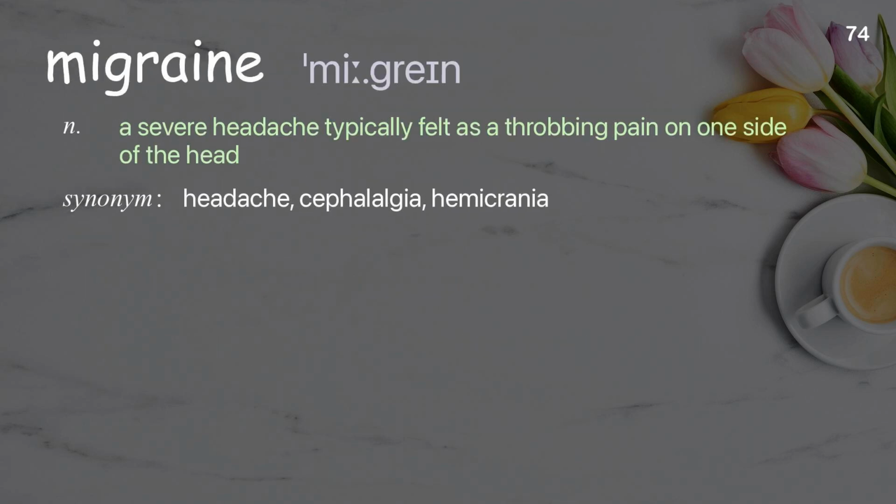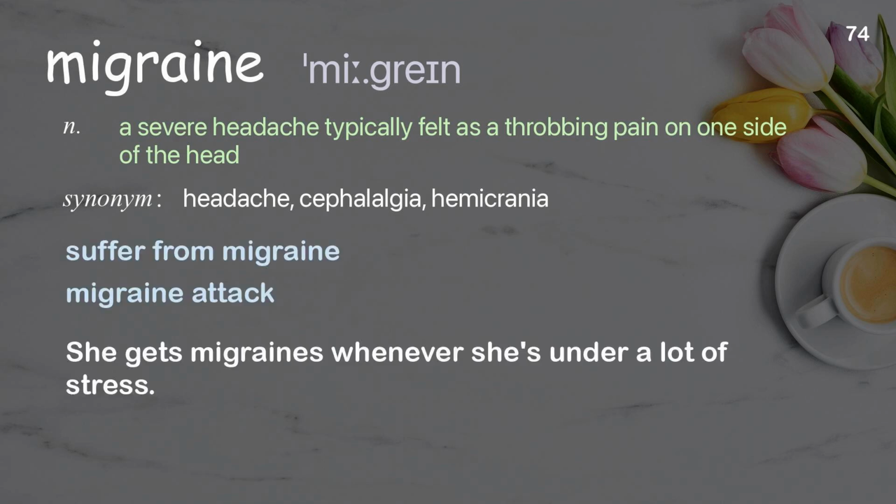Migraine. A severe headache typically felt as a throbbing pain on one side of the head. Examples: Suffer from migraine. Migraine attack. She gets migraines whenever she's under a lot of stress.